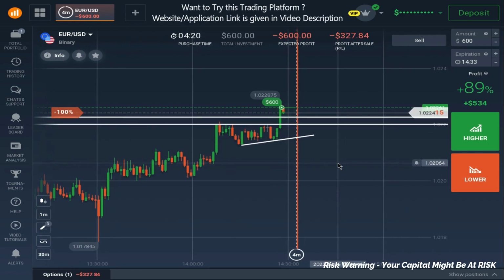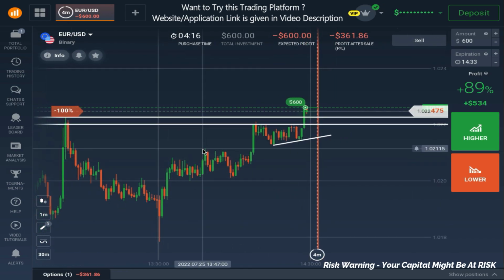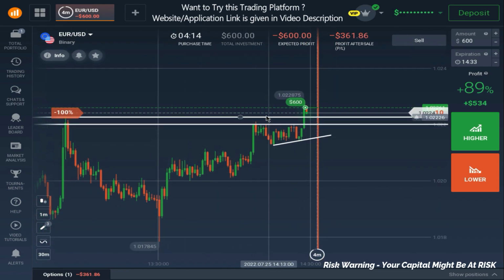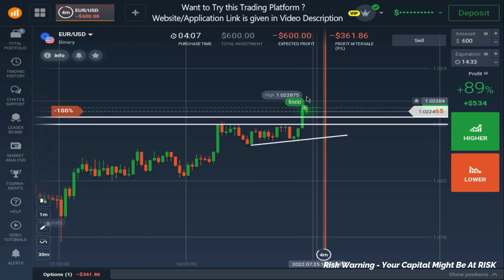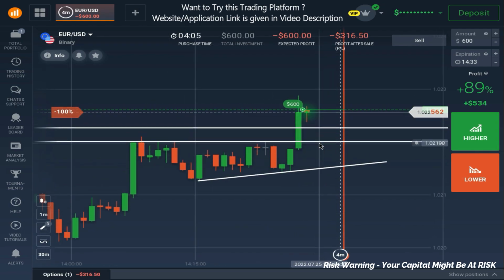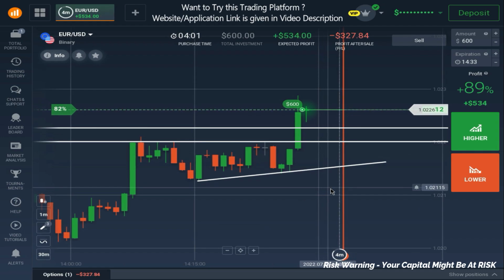Now let's wait for the result, and after the result I will explain why I didn't take the breakout here and why I didn't take the reversal here, but I took the last one, and this is the breakout. So let's wait for the result, and after the result I will explain both these setups in detail.